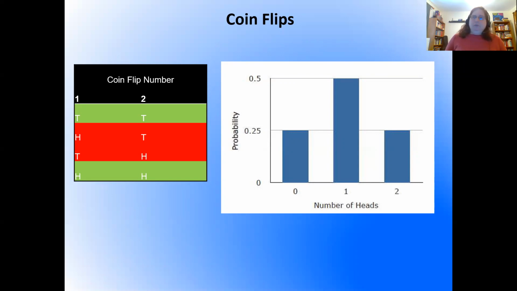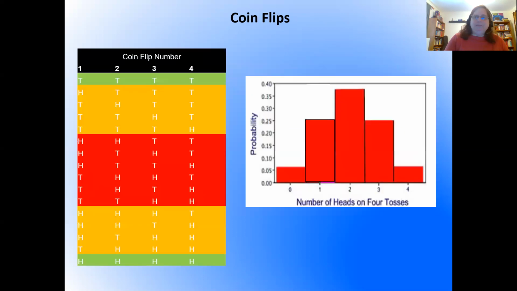So 50% of the time, or 0.5 probability, we'll land with 1 head. 2 heads only happens 25% of the time. 0 heads only happens 25% of the time. Let's move on. Let's continue playing the game.